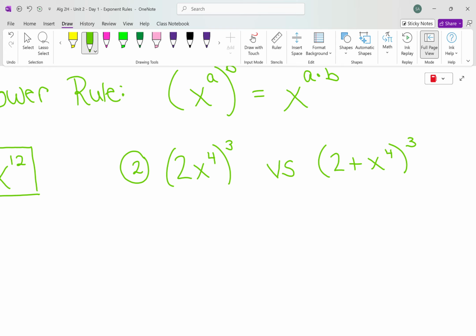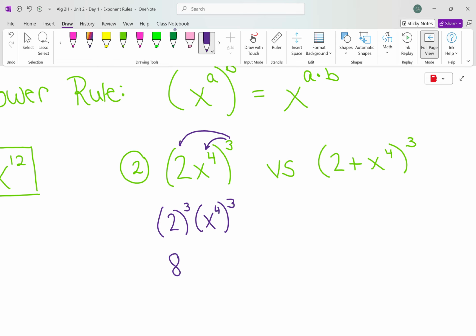So for the first one, when it's a monomial, when there's no plus or minus signs, you're allowed to distribute that exponent into anything in those parentheses as long as there's no plus or minus sign. So because there's no plus or minus sign, I can distribute in that exponent. So this becomes 2 to the third power, and then x to the fourth raised to the third. Well, 2 to the third power is 8. x to the fourth raised to the third is x to the 12th.